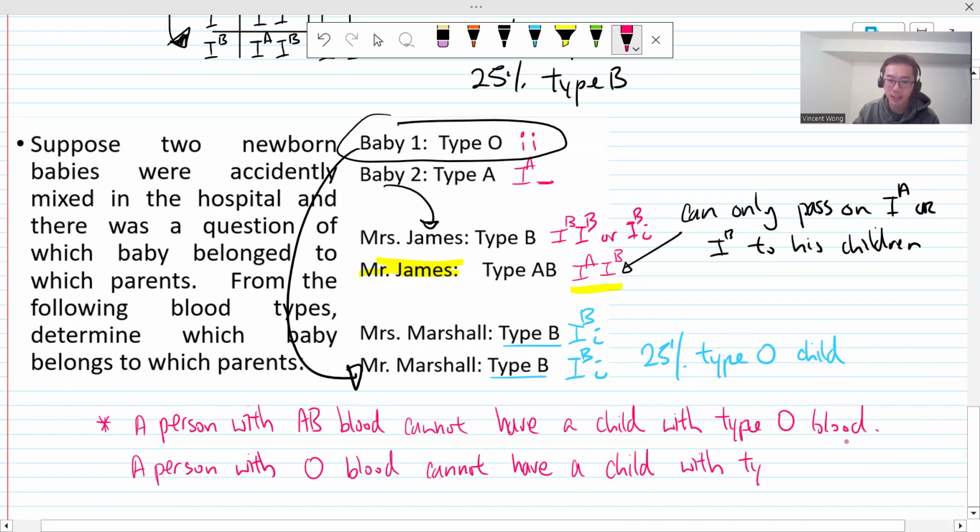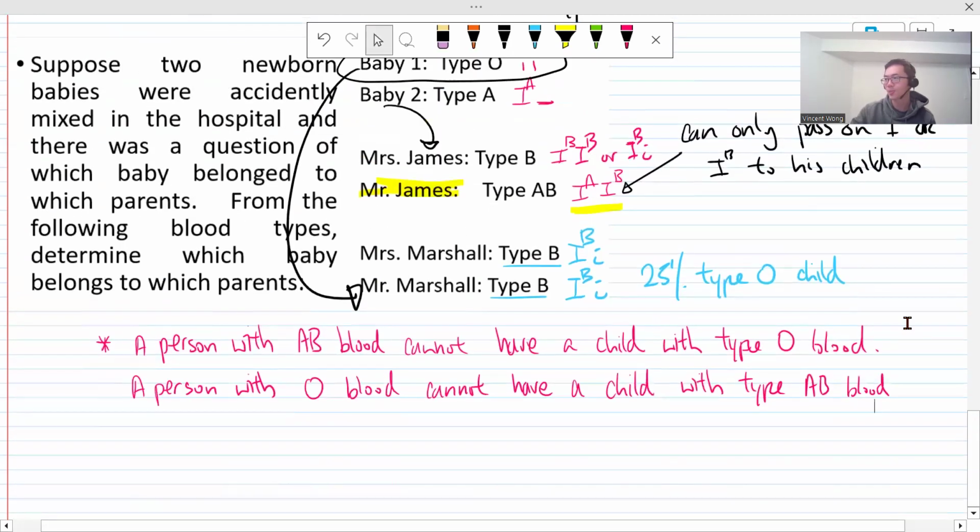AB blood. That's right. A type O parent cannot have a child with AB blood. Right? Because to have a child with AB blood, you have to pass on IA or IB. But if you are type O, then all you can pass on is little i. If you're type O, you can only pass on little i. It's not possible to make a type AB baby, regardless of who you marry.